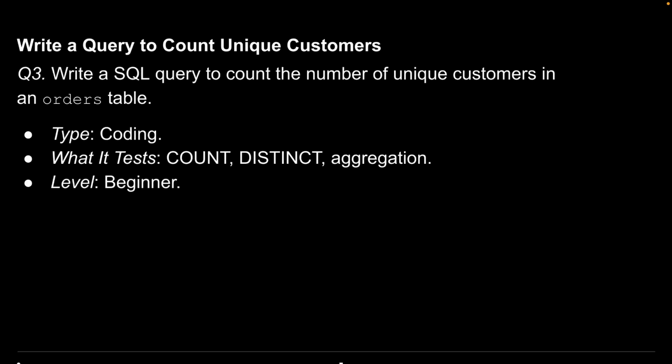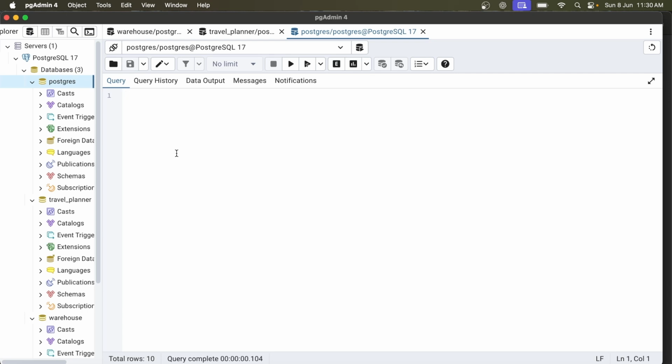Now the next question, the third question, is write a query to count unique customers. So what you will learn from here is, as you know, count is an aggregate function. Distinct helps you to find the distinct or the unique values, and these are the concepts you will learn from this particular question. So we have to write a SQL query to count the number of unique customers in an order table. So back to our pgAdmin, and here we will write the SQL code for finding the unique customers in our order table.